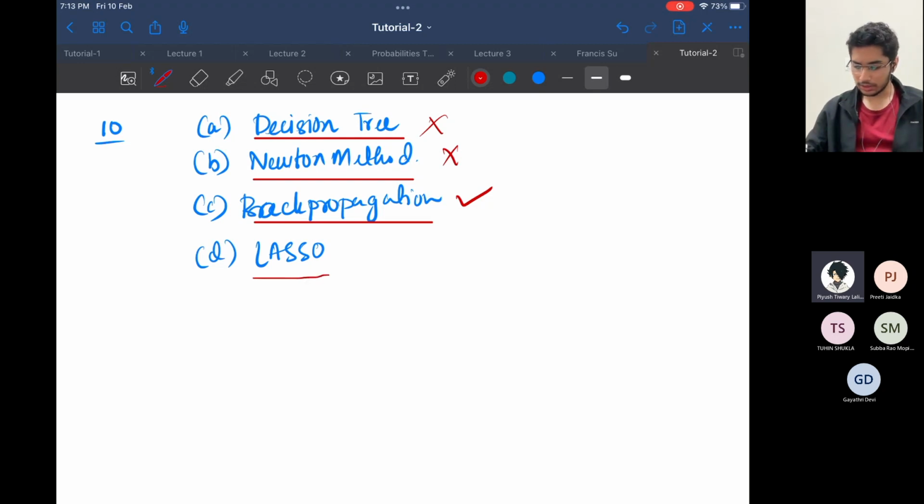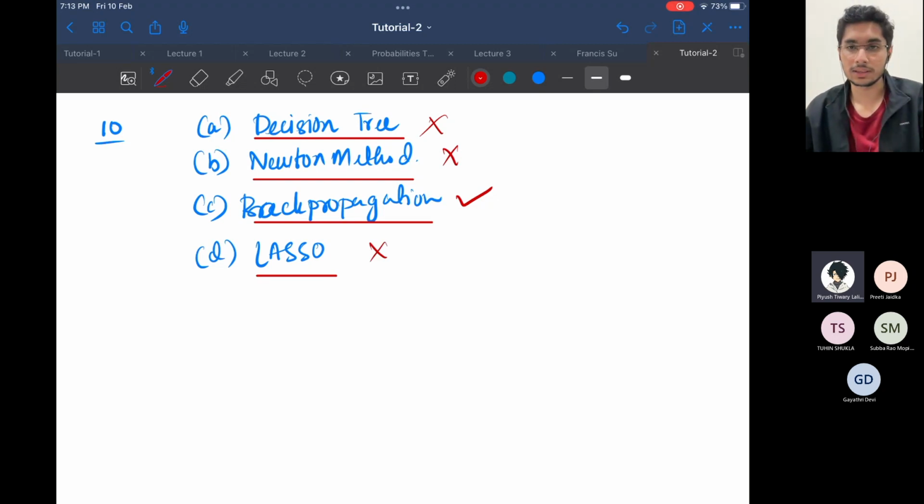And then this is lasso. Lasso is again a regularization method, and it is not the correct answer. You need to remember this thing.